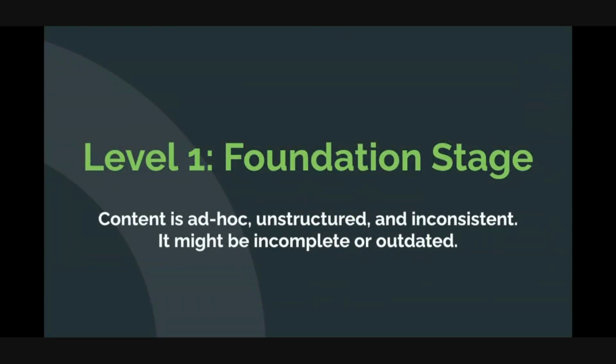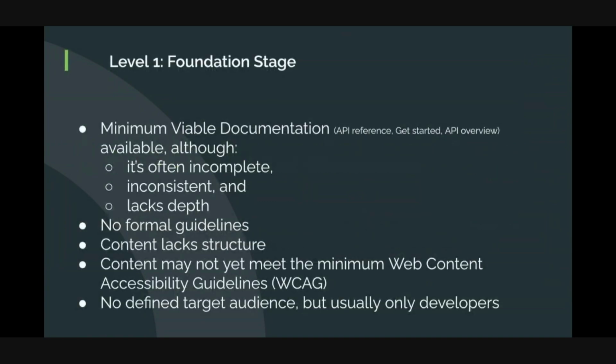This is level 1. Here, according to our model, content is ad hoc, unstructured and inconsistent, and the existing content might be incomplete or outdated. As Adam introduced the minimum viable documentation, this is already present: the API reference specifications, for example, or the get started guides or API overview docs. But they are often incomplete and inconsistent and lack depth. But Adam will elaborate on them shortly.